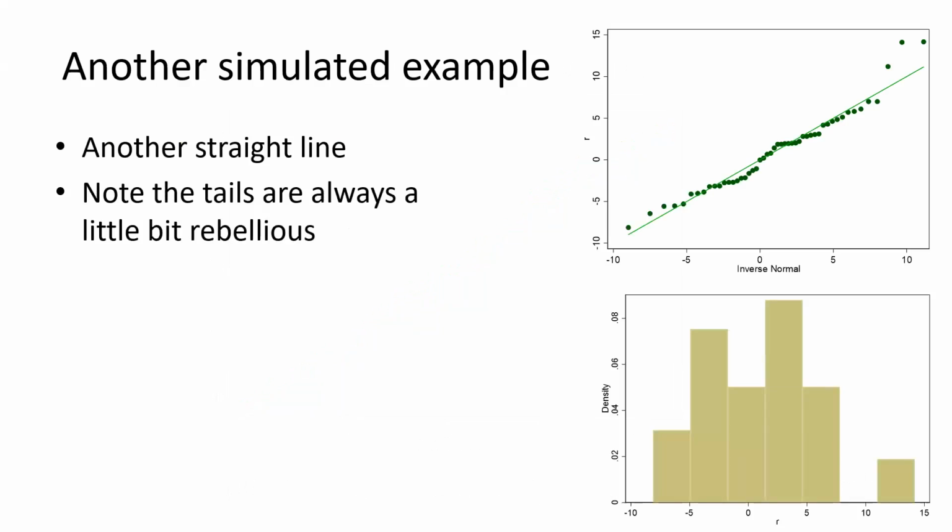Here's another simulated example. And we have another straight line. With justification, you can complain about these 3 points over here. They're a little off the line, and I agree, they're off the line. These 3 points represent outliers with very large values, and they correspond to these values over here. So large outliers you see on the right, and small outliers you see on the left.